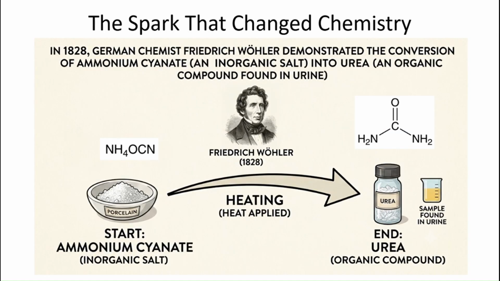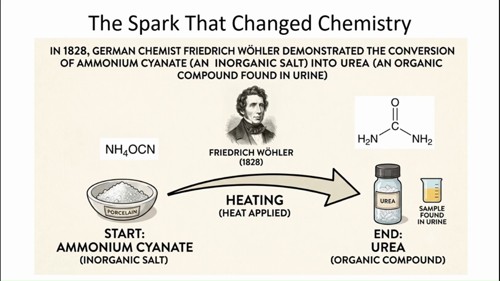The spark that changed chemistry. In 1828, Friedrich Wöhler, a 28-year-old German chemist, was attempting to synthesize ammonium cyanide in his laboratory. Now, ammonium cyanide is an inorganic salt, a mineral compound you could make from inorganic starting materials. He took his solution, applied heat to evaporate it, and expected to get standard inorganic crystals.